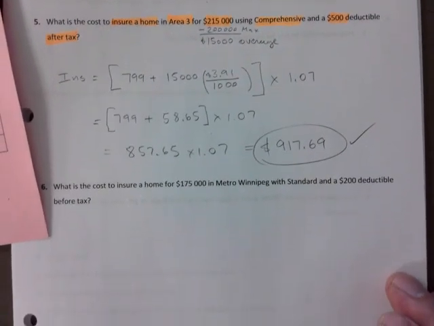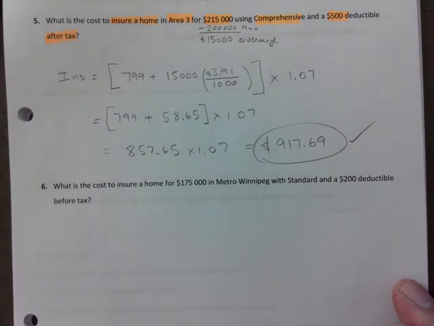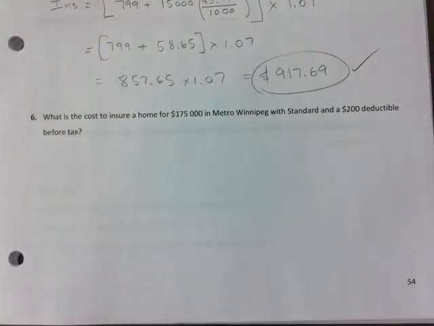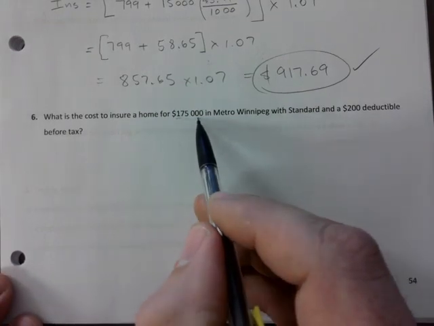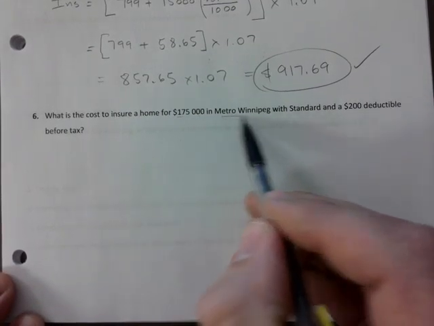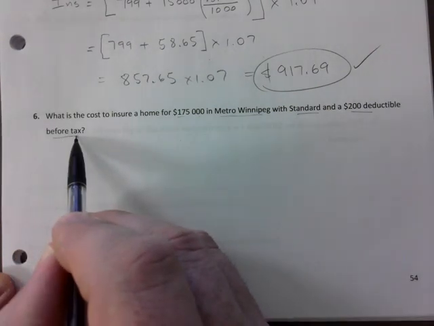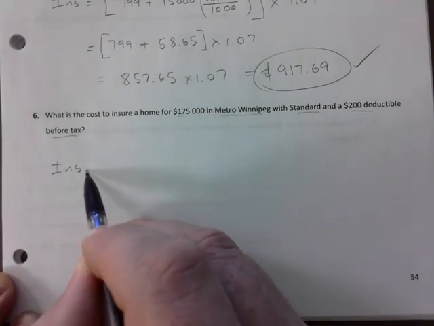One last one, and then I'm giving you the AC. All right. What's the cost to insure a home for 175? So that's not going over. Metro Winnipeg, standard 200 before tax. So you have to be careful. Read carefully.